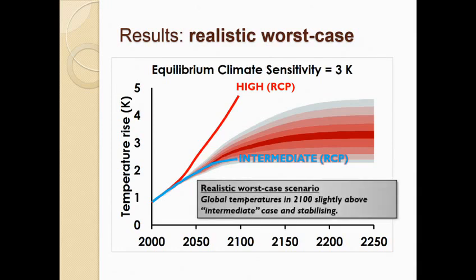But you could say there would be a spread associated with the intermediate line as well. I've just taken the middle line. A realistic worst case scenario, in fact, is that global temperatures in 2100, which is here, will be a bit above the intermediate case and then stabilising. That's what that tells us. That is a highly controversial thing for me to say. If you want to come and talk to me about it, I'll be the guy sitting by themselves at lunch.